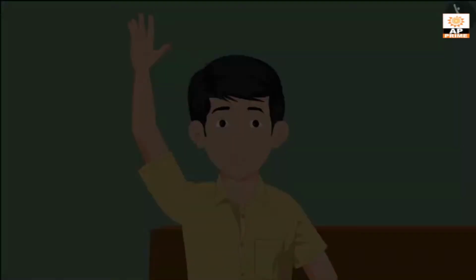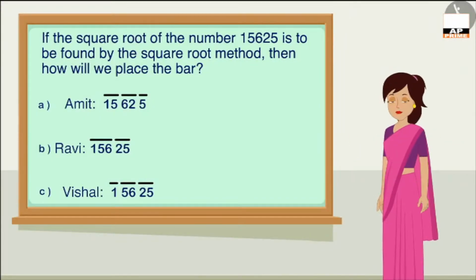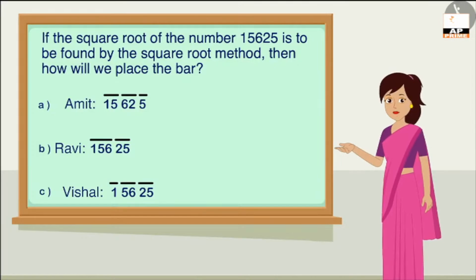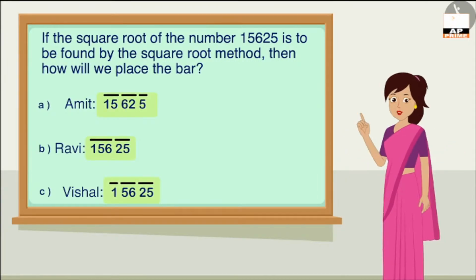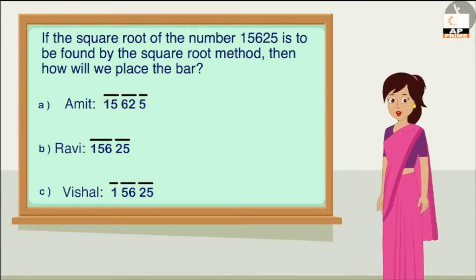3 students, Ravi, Amit and Vishal, completed the first step, that is, placing the bar on the digits of the perfect square number. The response of the 3 students are given below. Can you tell which of these is correct? If you want, you can solve the question by stopping the video here.